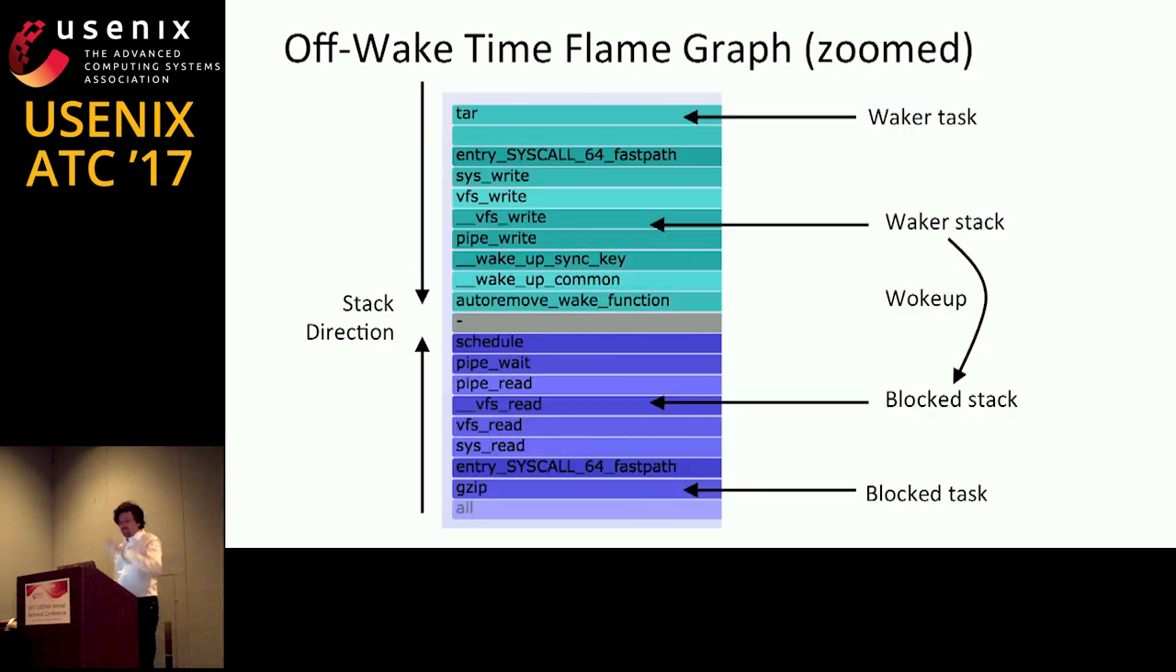Zooming in on this, at the bottom, there's gzip. Gzip was blocked on pipe wait. And then I've drawn the waker stack. I've actually flipped its order because I think it makes more sense, so you can read that top down. Gzip was blocked on tar. Tar was doing syswrite, VFS write, and then pipe write. The reason gzip was blocked on tar was I was doing a tar pipe gzip, right? A very common Unix command. This is great. I think I've got an example of one of these.